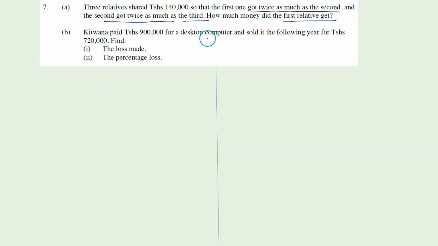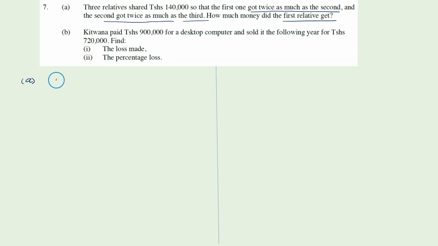Now looking at these three relatives, the first one got twice as much as the second, so that relative did not get one box, and the second got twice as much as the third. So the second one didn't get one box. That means the third might have the one box. Okay, so let's do the calculations now.